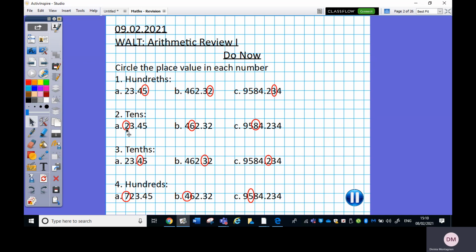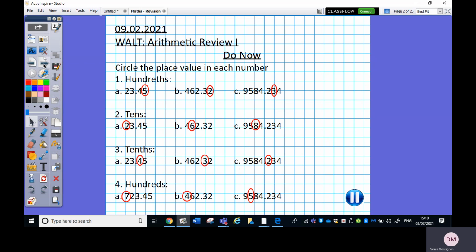The tens was number 2. A was 2, B was 6, and C was 8. Number 3 was the tenths. A was 4, B was 3, and C was 2. And then finally the hundredths. A was 7, B was 4, and C was 5. How did you do? Were you able to identify them all?